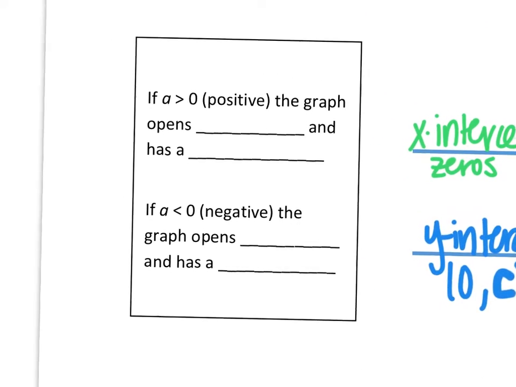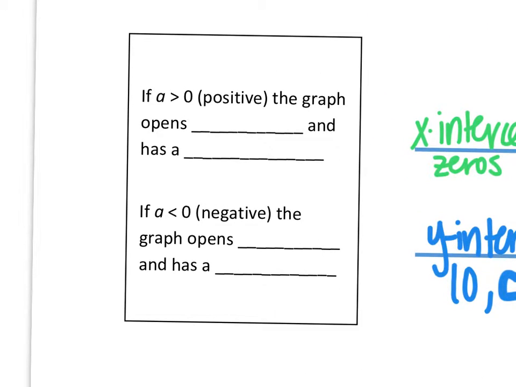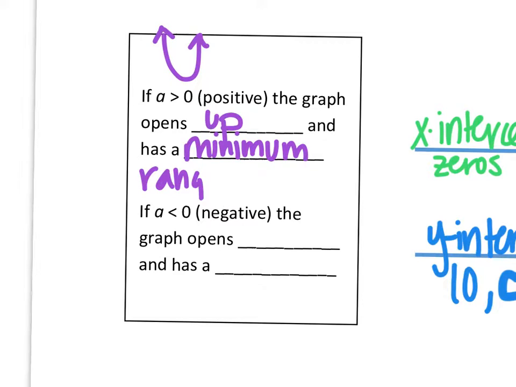So next thing, we need to review this chart, or this little table that we have. So if a is greater than 0, that means that my graph is going to open up. So that's going to look like this. And when it opens up, it has a minimum value. Also, when it opens up, it has a range that is y's that are greater than or equal to something.